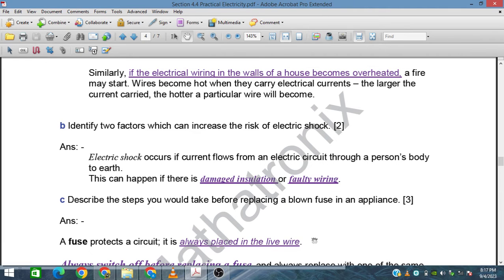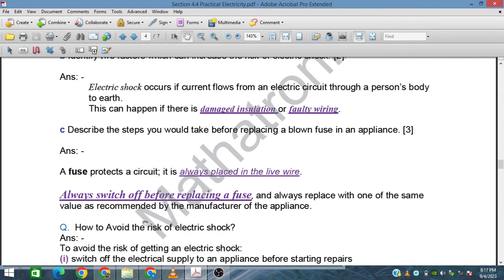Before replacing the fuse, we should take some precautionary measures. A fuse protects a circuit. It is always placed in the live wire, and we should always switch off before replacing a fuse. If you want to replace a fuse in any circuit, that circuit should be offline, its switch must be off, and its power supply must be switched off.